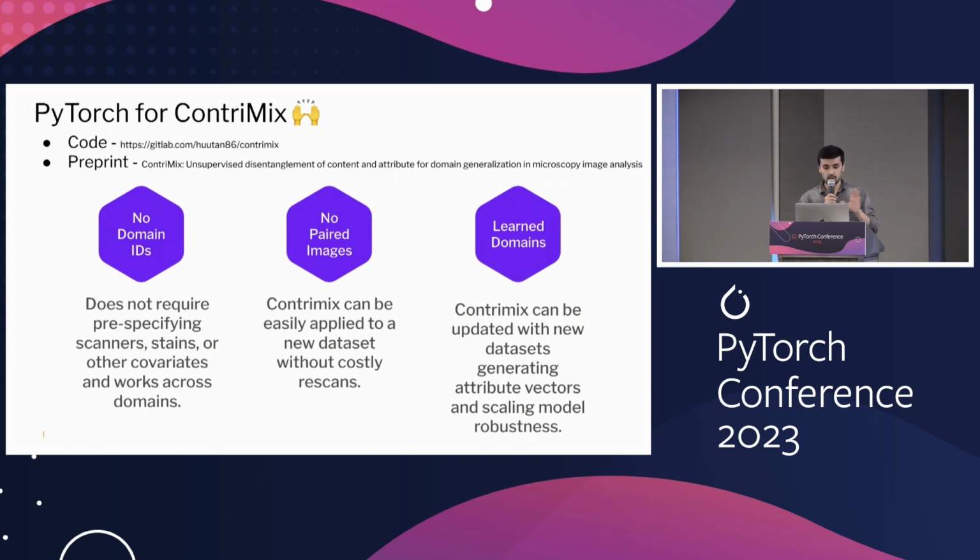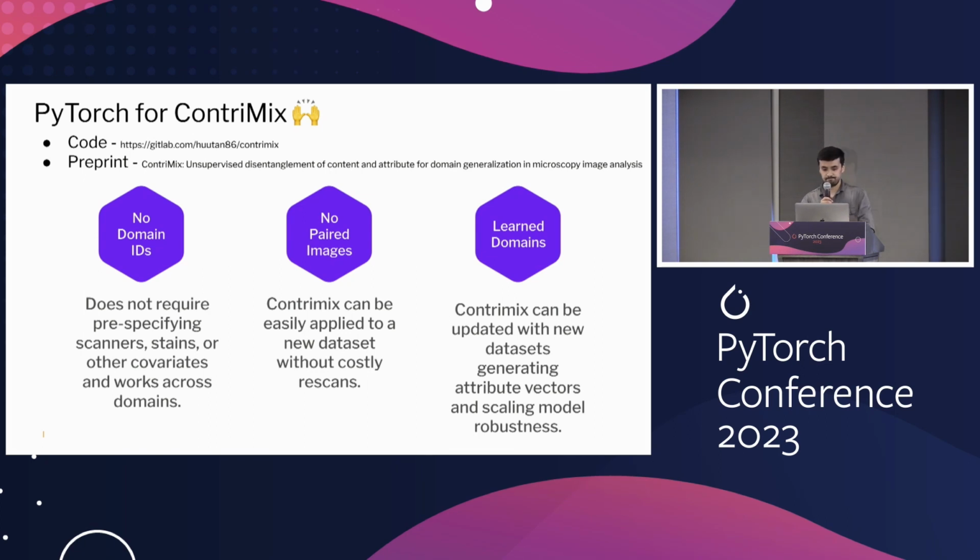So in summary, ContriMix is a domain generalization technique developed for medical imaging, entirely using PyTorch. ContriMix offers advantages around not needing any domain IDs during training and being very easy to scale to new datasets. We have included the links for the code and the preprint here for the benefit of the broader ML plus healthcare community. And we plan to continue iterating on this and improving the code in the foreseeable future.